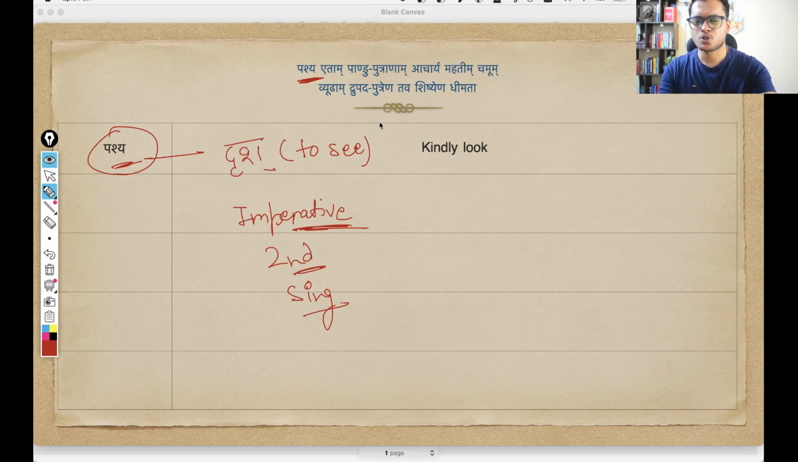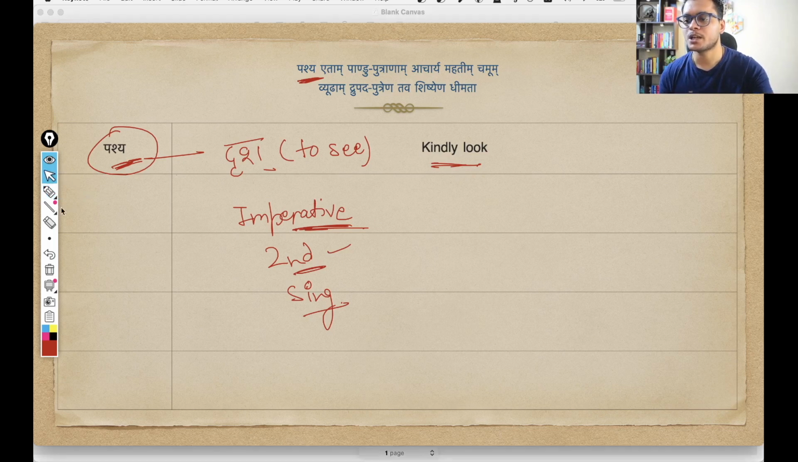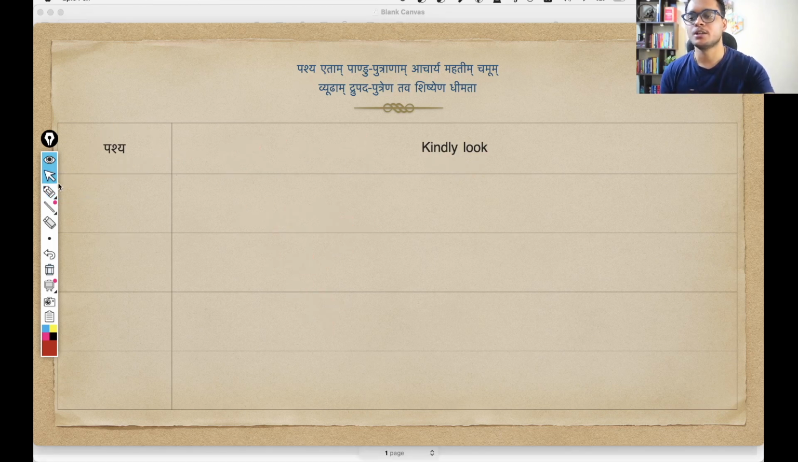In this particular shloka, Duryodhana is asking his teacher, his guru Dronacharya, to kindly take a look at whatever we'll discuss in the video. He's making a request because he's talking to his teacher, right? So it won't be a command, it will be a request. So Pashya here is in the form of a request, kindly look, and directly addressing Dronacharya, that's why second person. So we are starting with this word Pashya, kindly look.